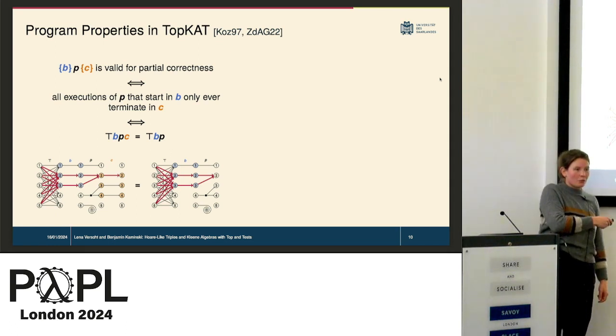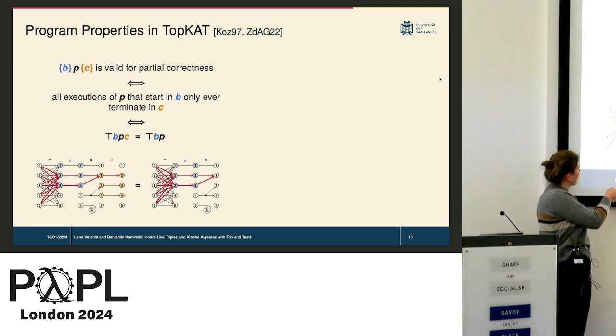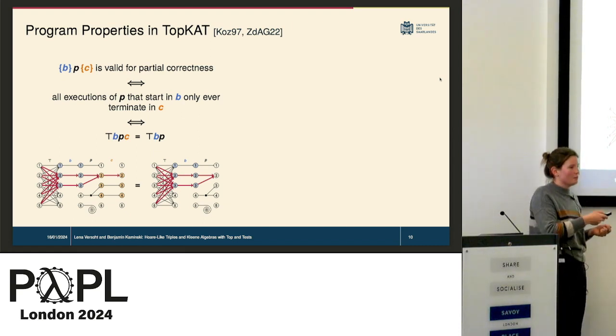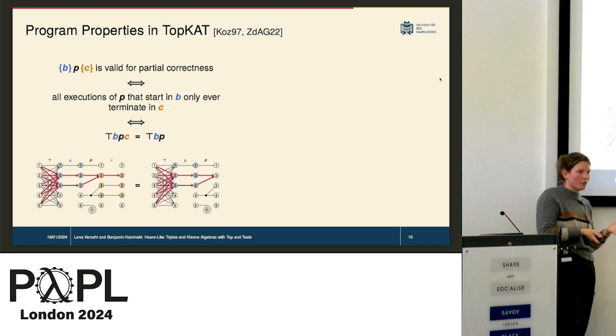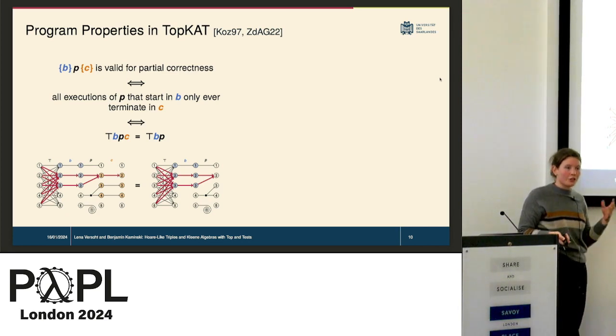We can express partial correctness using this equation here, stating that top BPC is equal to top BP. The left-hand side of the equation selects all finite states that are in C and can be reached from B. You can see this in this picture here as well. The right-hand side selects all finite states that can be reached from B. So if these two relations are the same, then all executions that are started in B have to terminate in a state satisfying C, which is partial correctness.